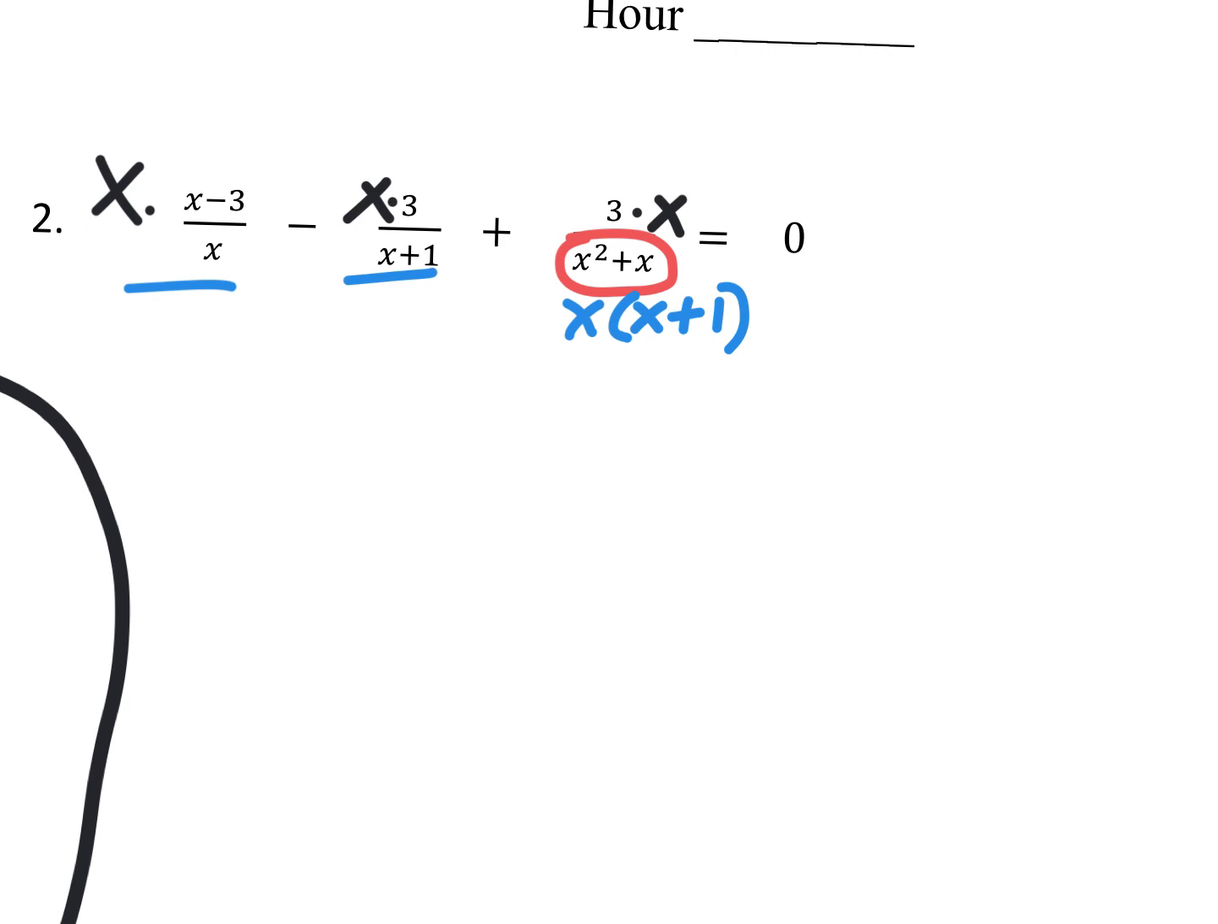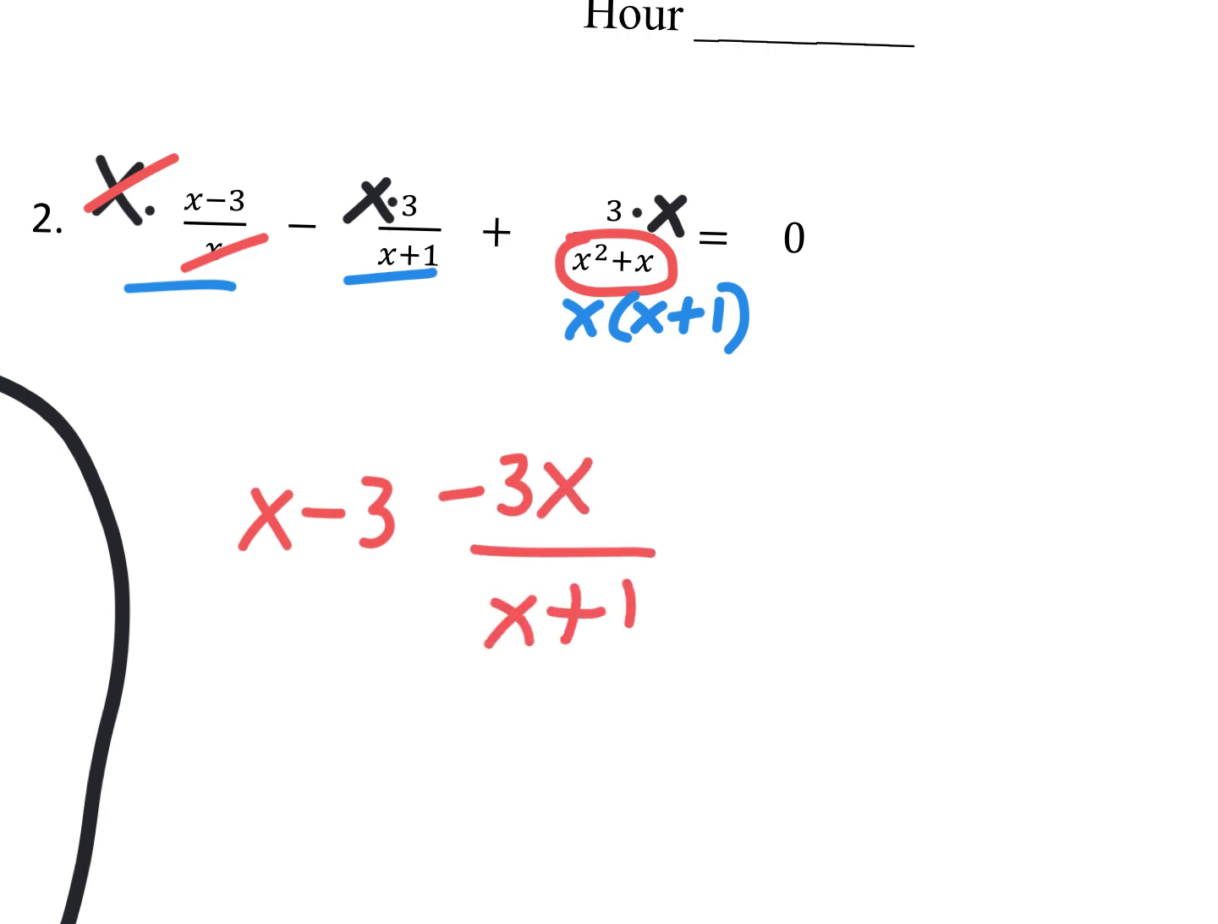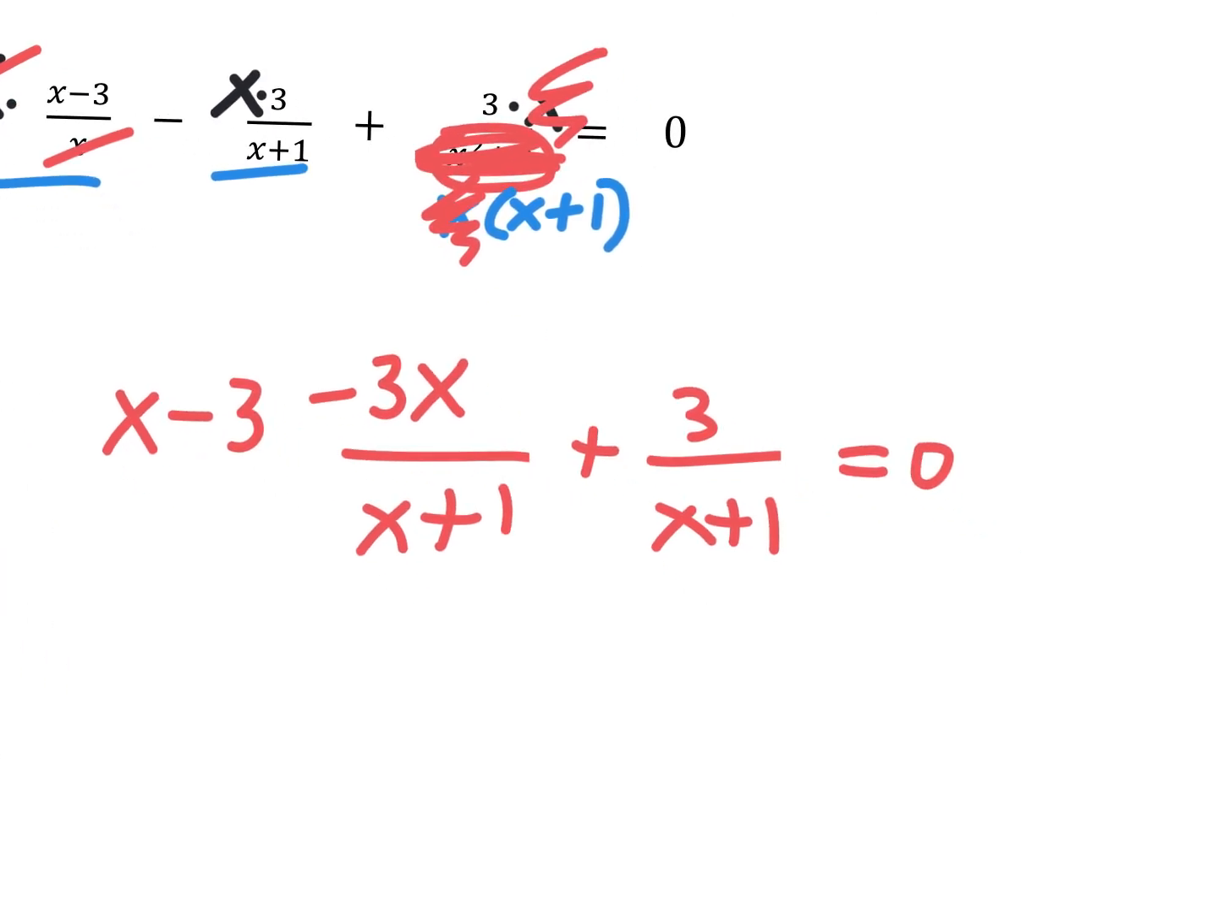And some people think, what about this 0? Well, 0 times x is just 0. So you can just leave it as a 0. And then this x does cancel this x. And I'm left with x minus 3 minus 3x over x plus 1. And this x cancels this x. And that's already gone because we factored it. And so I'm left with plus 3 over x plus 1 equals 0. Now I didn't do the double step. So now I got to go and do the dub step.